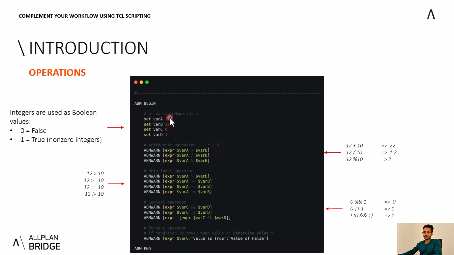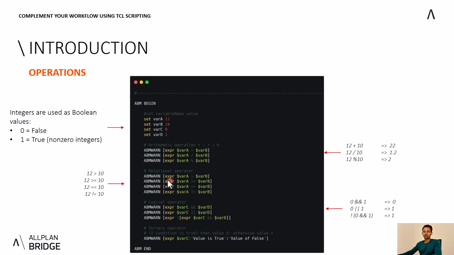If we have a set of variables that we defined here, and we do add set var a plus var b, which is an expression, this ABM warn means that it will be displayed in the Allplan Bridge warning log. And the value of var a plus var b, which is 12 plus 10, is going to be 22. The same applies for the division and also for the modulus. This modulus is like the remainder. So the remainder of 12 divided by 10 is going to be 2.